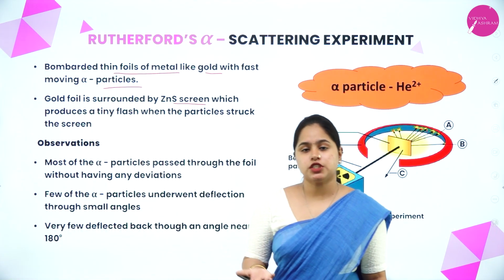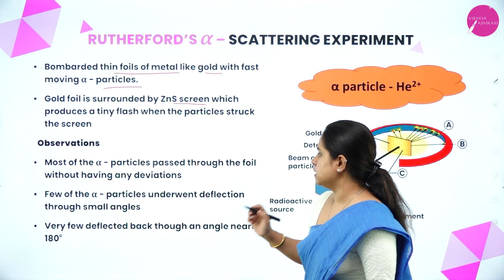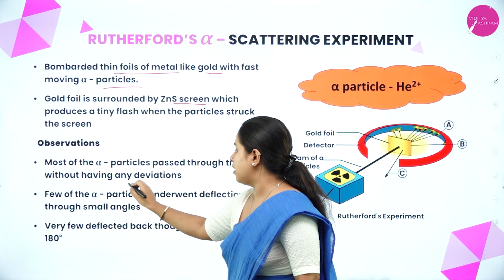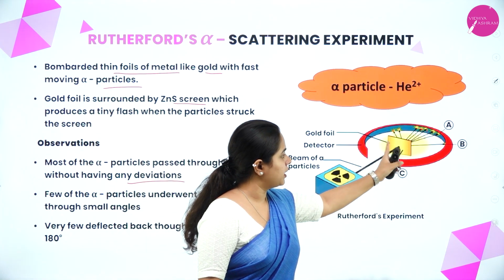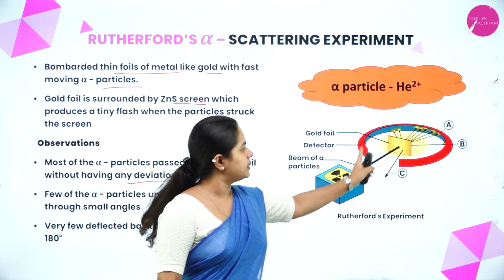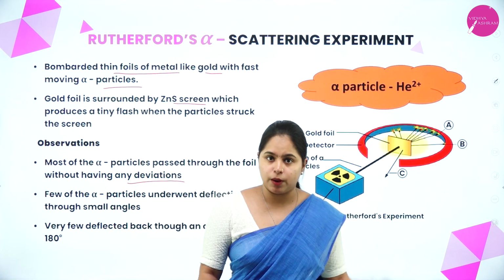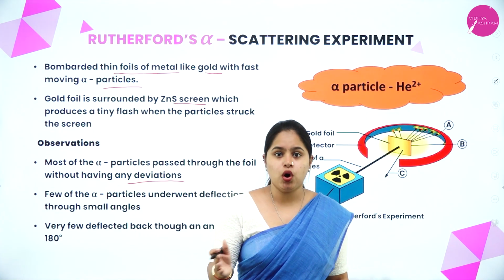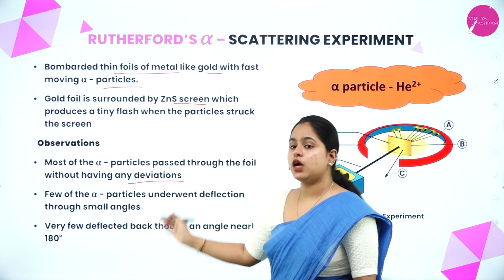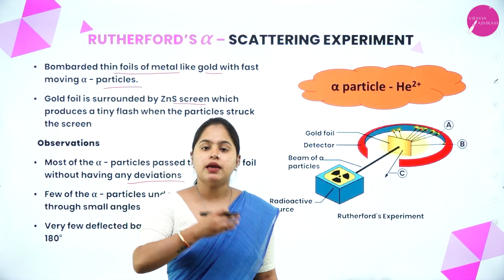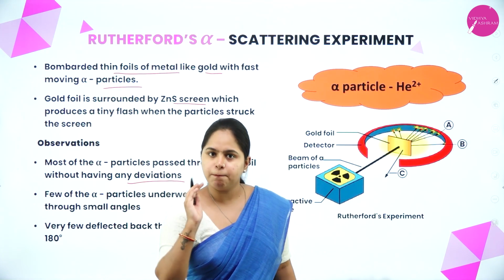So what were the observations that he was able to make from this particular experiment? See, most of the alpha particles passed through the foil without having any deviations. As I said, once the alpha particles touch the gold foil, they start deviating, right? But what he was able to observe is that most of the alpha particles did not show any deviations. They passed through the gold foil in the same path, right?